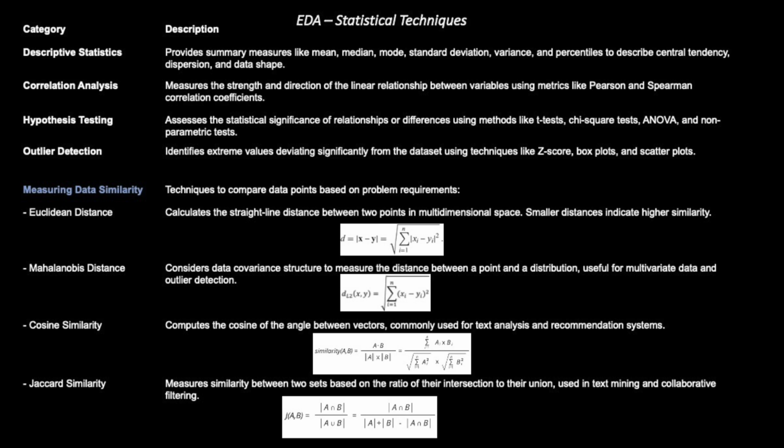Euclidean distance is a popular measure for continuous numerical data. It calculates the straight line distance between 2 points in a multidimensional space. The smaller the distance, the more similar the data points are.